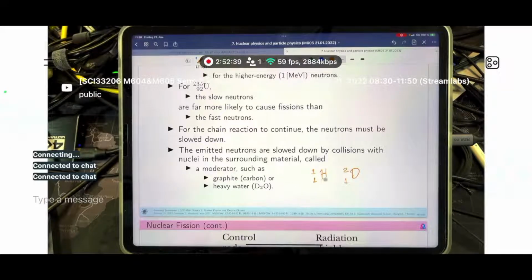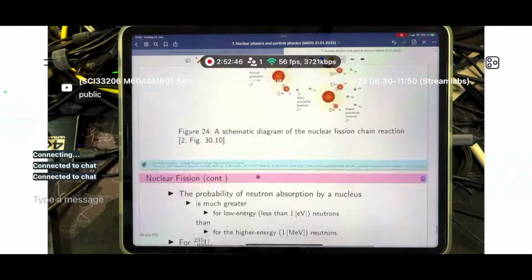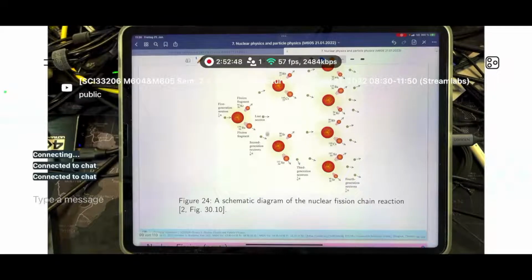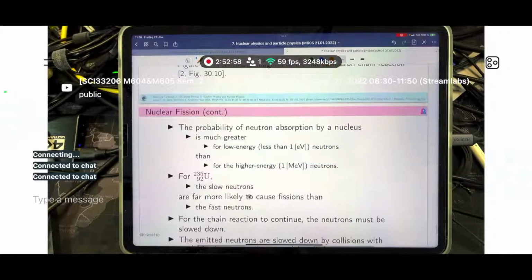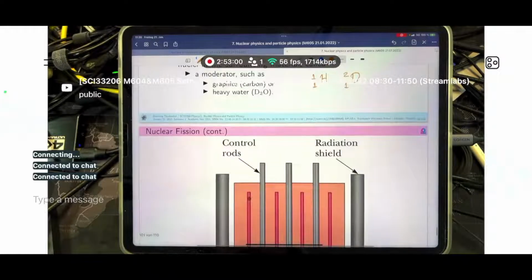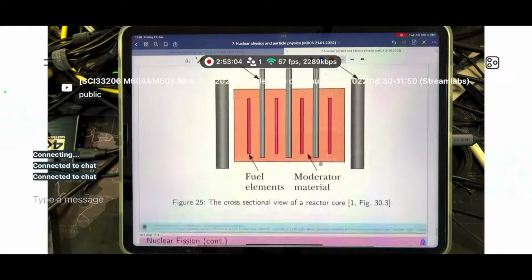Okay, because the nucleus is bigger, it can somehow absorb the speed of the high-speed neutron, so that we could control the energy of the neutron, so that the neutron will be useful for the next round of fission together with the uranium-235. Okay, yes, the structure of the moderator could be somehow like this.